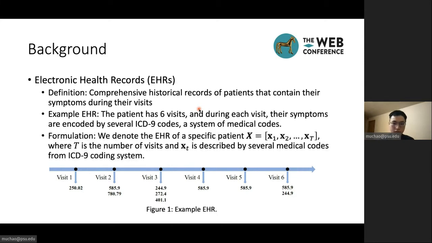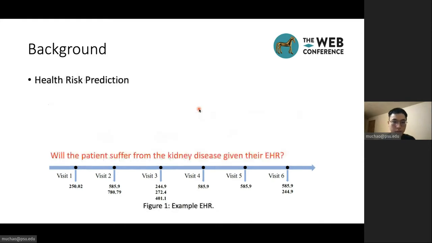In the math formulation, we denote the EHR of a specific patient as X. X equals X1 to XT, where T is the number of visits, and XT is the T-th visit described by several medical codes from the ICD-9 coding system. In our work, all the EHRs are encoded by ICD-9 codes.